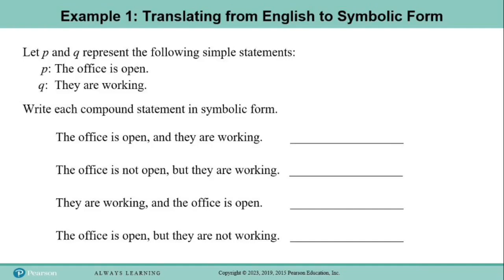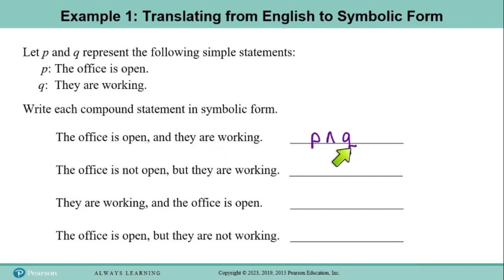So let's take a look at example 1, and we're going to practice translating from English into symbolic form. So let's let P and Q represent the following simple statements. Statement P says the office is open. Statement Q says they are working. The instructions say write each compound statement in symbolic form. And our first statement says the office is open and they are working. So the office is open right here, this is statement P. And then we have the word and, so that would be the and symbol. And then the statement they are working, so that's statement Q. So the office is open and they are working.